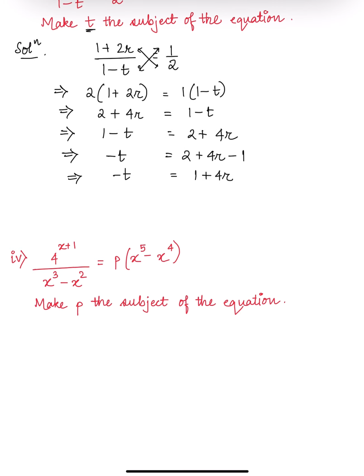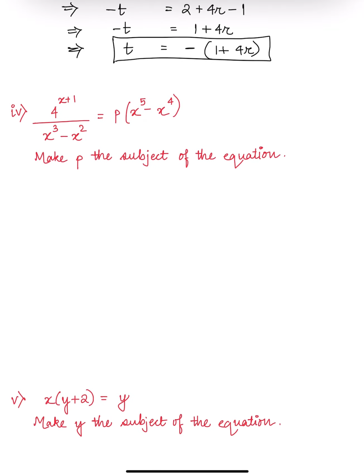Now we have to get the value of t. So t will be minus of 1 plus 4r. So this is the final solution that we get. Now the next is question 4, where I have to make p the subject of the equation. So let's first write it. P into x to the power 5 minus x to the power 4 equals 4 to the power x plus 1 by x cube minus x square.